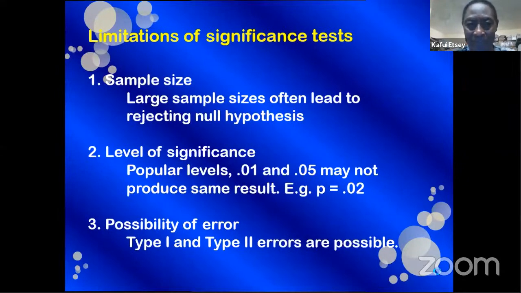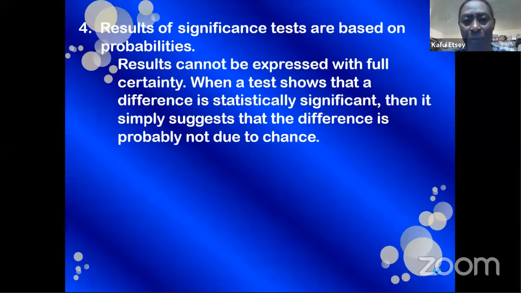Let's look at the fourth one. The results of significant tests are based on probabilities. And every significant testing is based on a probability that something will happen. And because of that, results cannot be expressed with full certainty. And that is why if your level of significance is 0.05 or 5%, your confidence level is 95%. It's not 100%. But if your level of significance is 0.01 or 1%, your confidence level is 99%. So you notice that it's not 100%. So significant test results cannot be taken with full certainty.